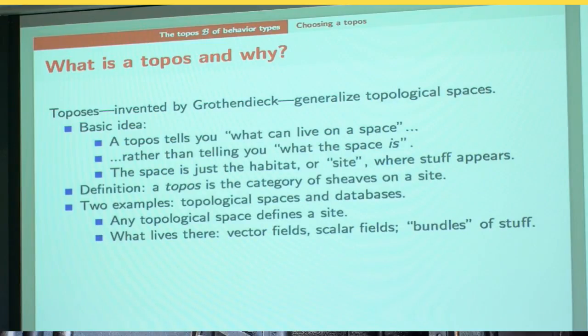So the definition of topos, which you won't understand because I just defined it in terms of something else, unless you already know: a topos is the category of sheaves on some site. So if you have a site like the Earth or a topological space, you get a topos. Two examples: topological spaces and databases. Any topological space, like the surface of the Earth, defines a site. And the things that live on the Earth are vector fields and scalar fields and any sort of bundle.